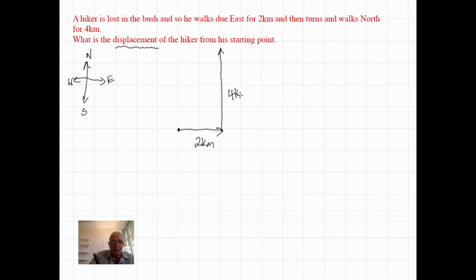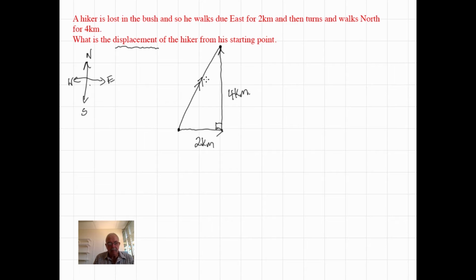So 4 kilometres. So here we've got some vector addition going on. We know straight away that's a right angle because there's a right angle between the north, south, east, west. So we can quite rightly claim that to be a right angle, and we want to know what is the displacement of the hiker from his starting point.